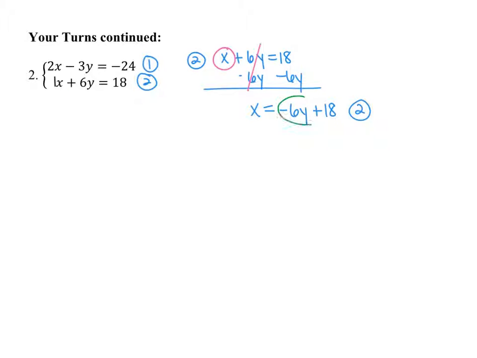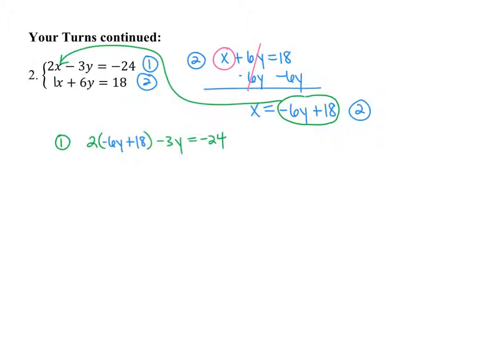So we're going to take this expression and substitute it in for x into the first equation, because x is equal to this expression. So anywhere I see x, I can replace it with this expression. So we're going to take equation number 1 and rewrite it, but instead of x, we're going to write that expression. So it's 2, and then instead of x, -6y plus 18, minus 3y is equal to -24. Now by combining those equations, we can see we have an equation that has only one variable. That variable is y. So now we need to finish solving.